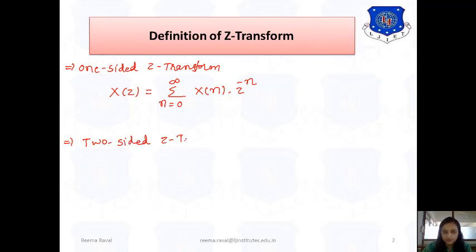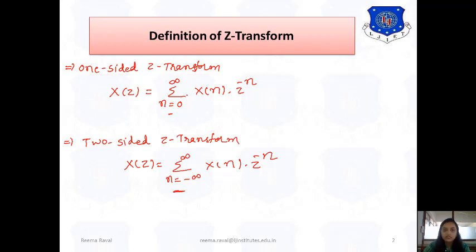Two-sided Z transform: X of z equals summation of n equals minus infinite to infinite x of n into z raised to minus n. So the difference between one-sided Z transform and two-sided Z transform is its range of n, right? One-sided Z transform has the limit n equals 0 to infinite, and two-sided Z transform has the limit minus infinite to infinite. So according to this range of n, the Z transform has two types, one-sided Z transform and two-sided Z transform. Okay.